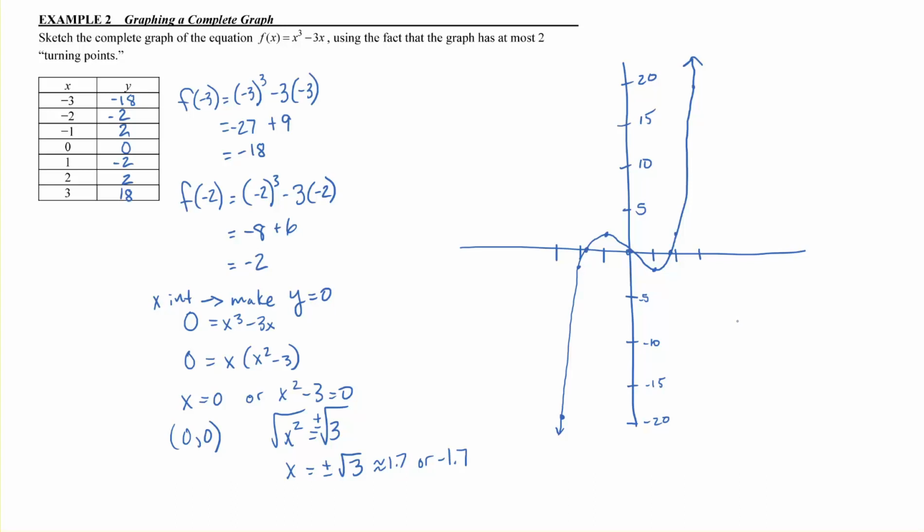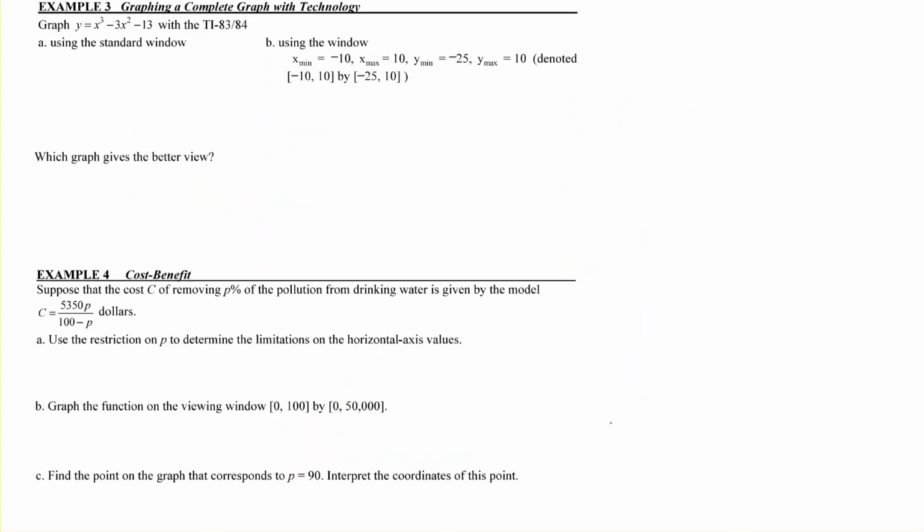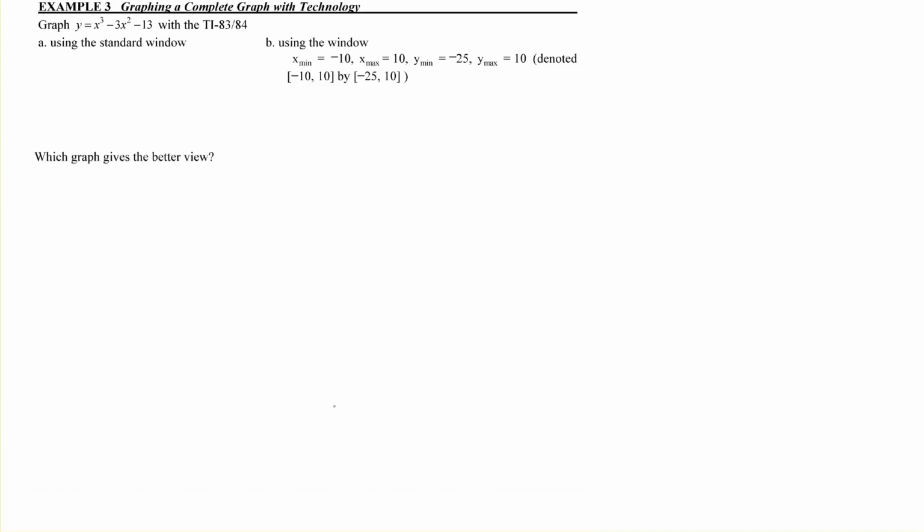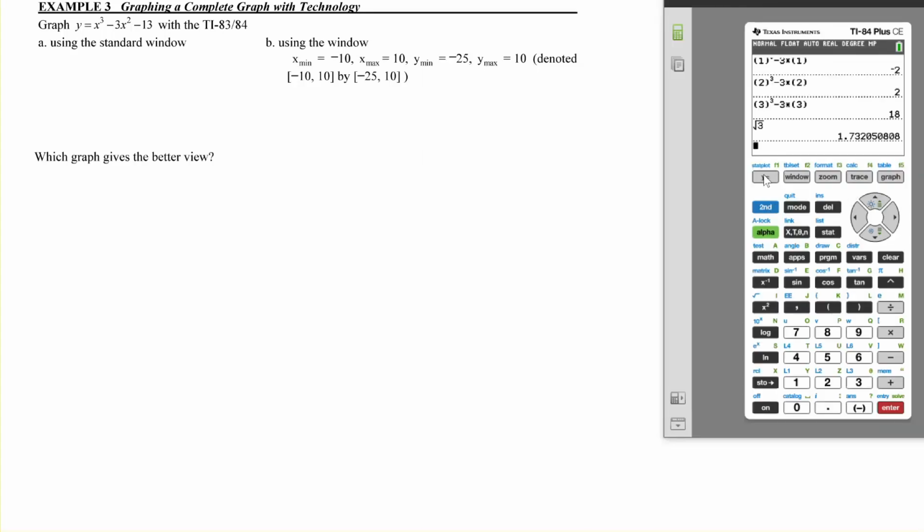You see the turning points. You see all 3 x-intercepts and the y-intercept. And this hints as to what the graph is doing off that window. So that's a complete graph. For example 3, we're graphing a complete graph with technology. So we kind of did that with technology here, but they are actually wanting us to use the grapher on the graphing calculator. So let's go here.